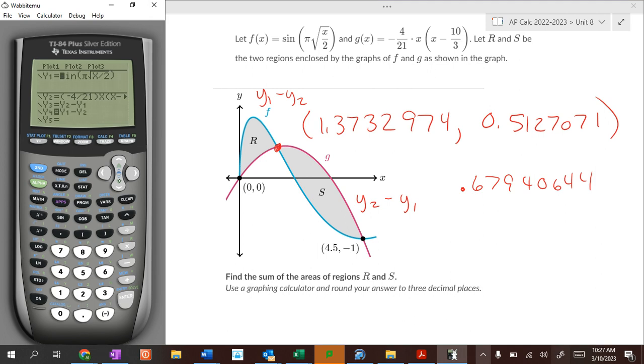And then I go to y equals, and then highlight my other one. So turn this one on, turn this one off, graph that, and find the area under that curve then. Second, trace 7. So now I'm going to be at 1.3732974. And then I'm going to go to 4.5. It's going to get that area.